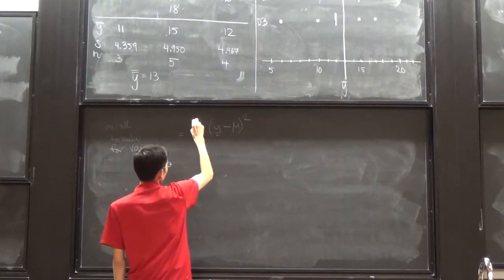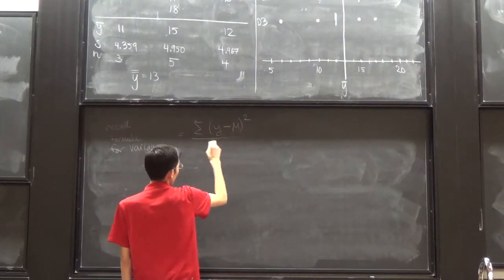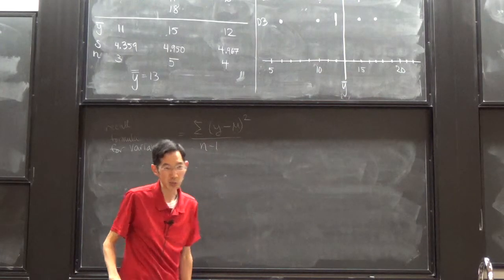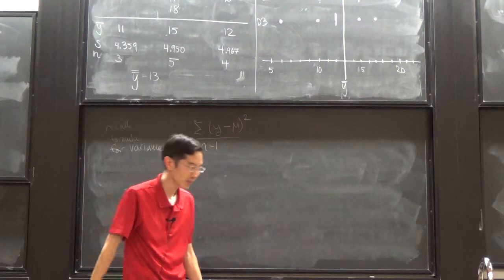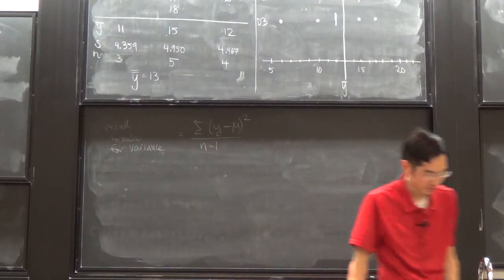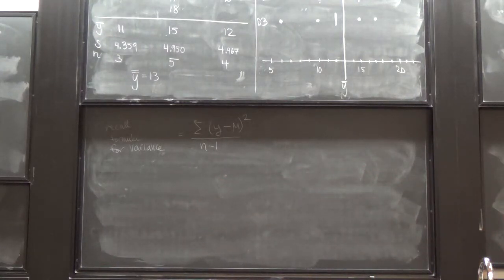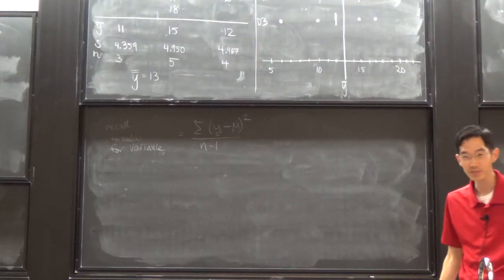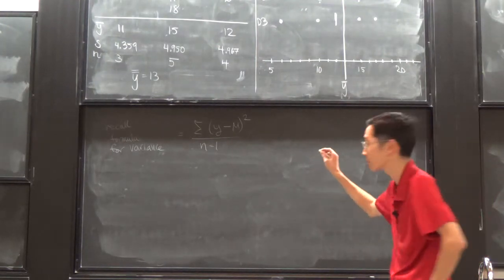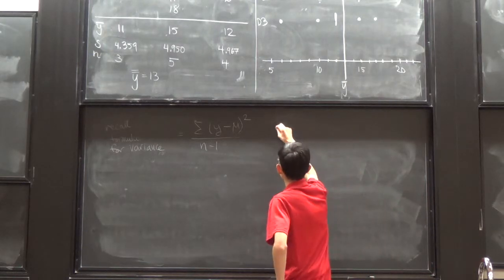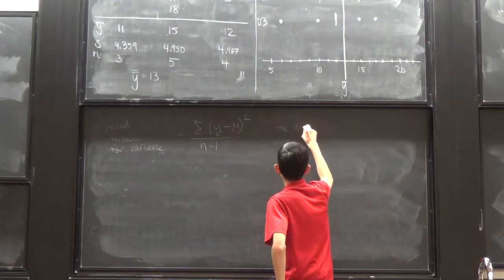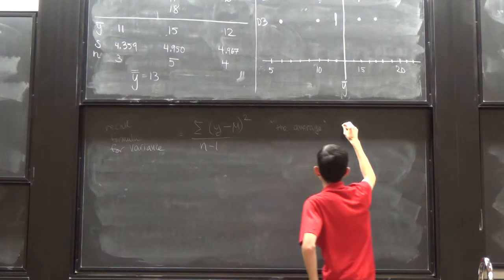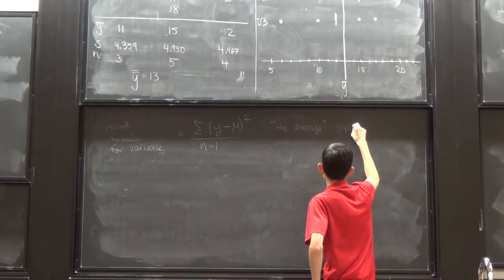And then we take the average by adding all of those up and dividing by n minus 1, or n, but n minus 1. For a set of numbers, we do this. Sound familiar? So it's like the average squared distance from the mean.